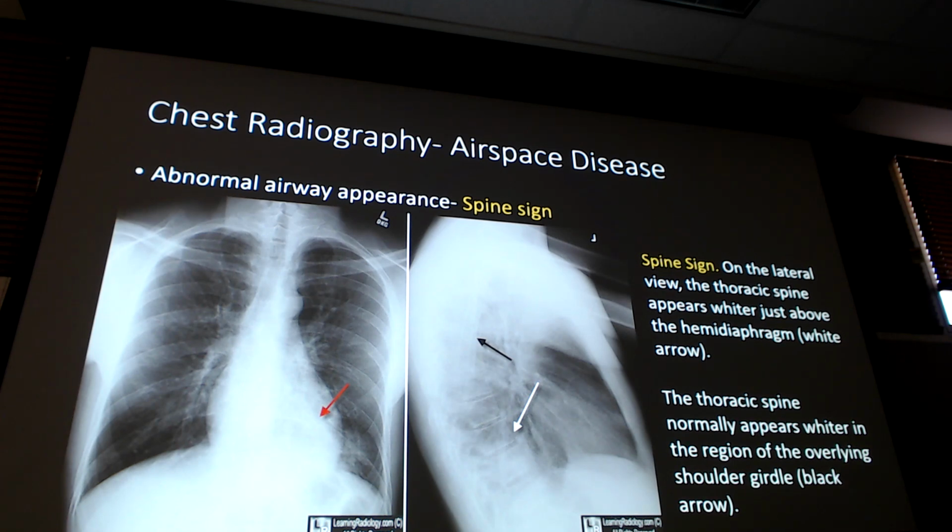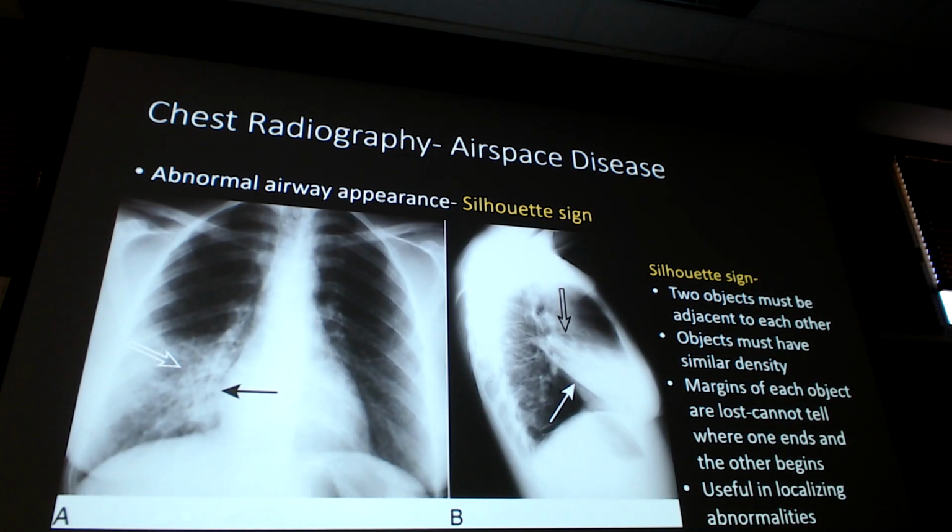The black arrow is just showing you where the scapulae are. Okay? So that's your spine sign. Again, it can be multiple different things. You see the spine sign, you then go to the vignette to figure out what's going on with the patient. X-ray is not enough. Now we have something called silhouette sign. Well, this is a new one.